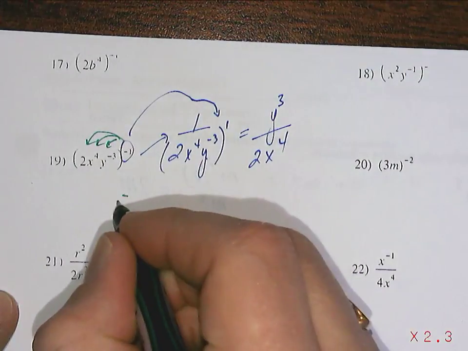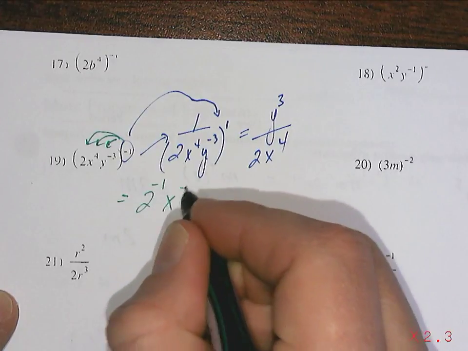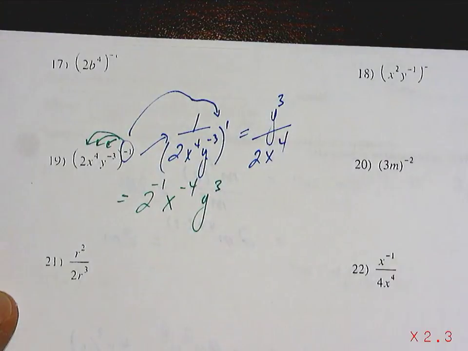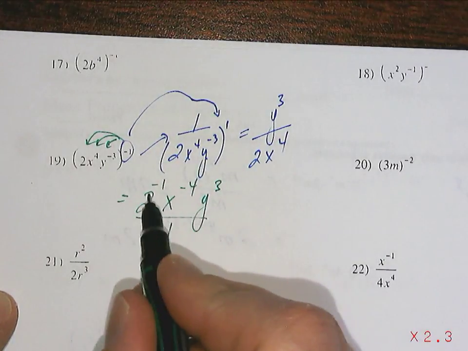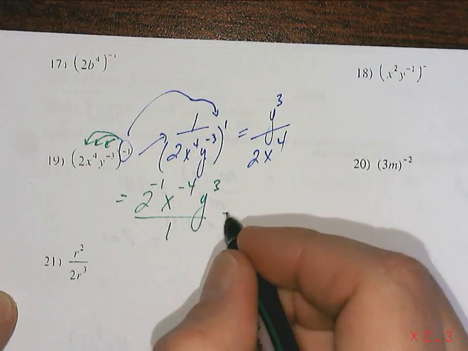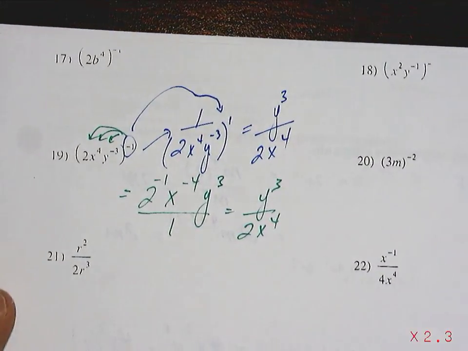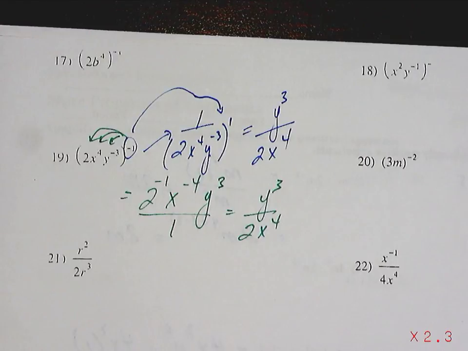Notice what's going to happen. You're going to get 2 to the negative 1, x to the negative 4, and y to the positive 3. Remember, this whole thing is over top of 1. These are negative in the top, so they will be positive in the bottom. I don't care which way you do it. In fact, I want you to be able to do it both ways.